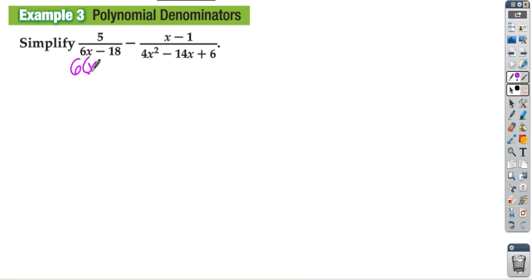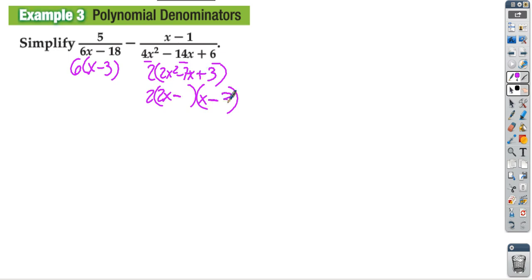So 6 times x minus 3 would be 6x minus 18. This has a 2 that could be factored out of it. So that was going to be 2x squared minus 7x plus 3, and then we could keep factoring that. What multiplies to 2x squared? 2x times x. It's a positive 3 but a negative 7, so that means they're both negative. And negative 3 times negative 1 equals positive 3. If you're not sure where that came from, you could always check that by foiling it out, and it would work.